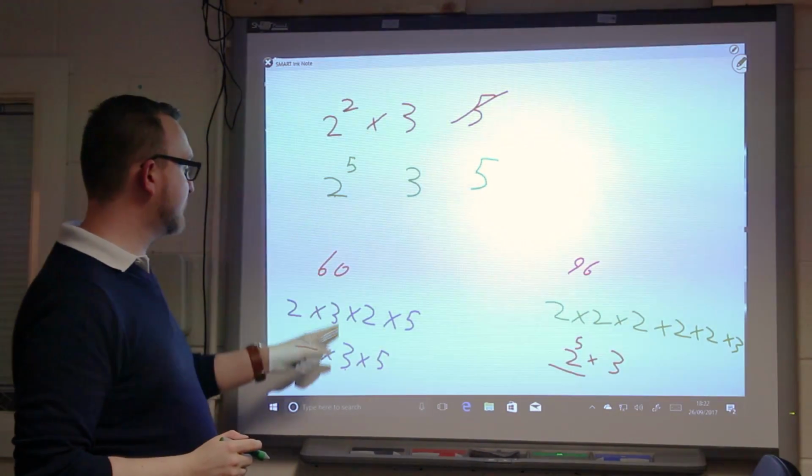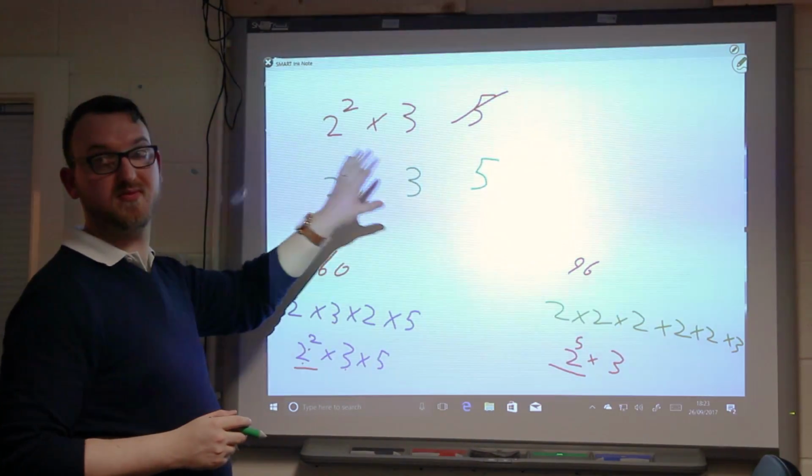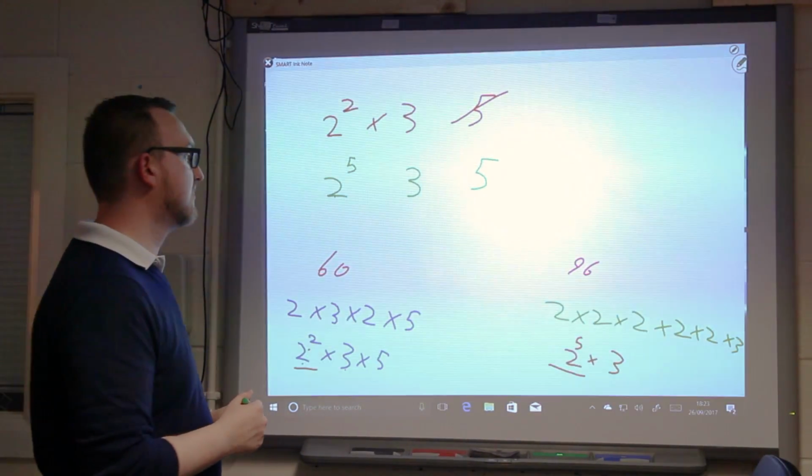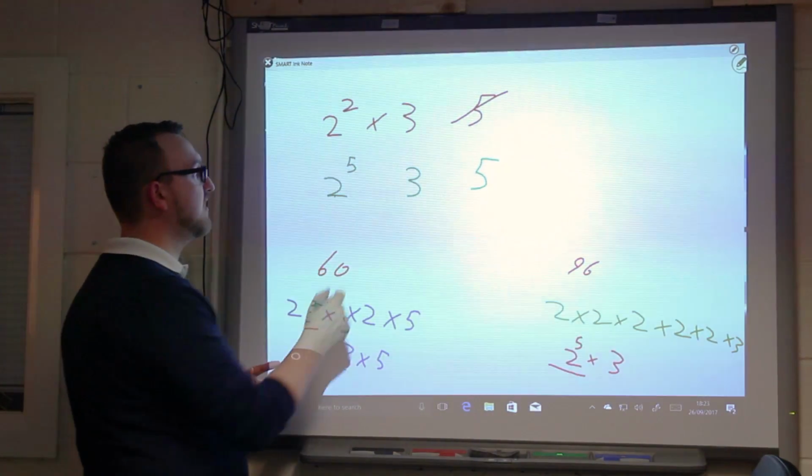Then we look at 3. Which one has more 3's? Well, they both have the same, so we just keep that the same. That's just 3. Then we look at 5. Well, only one of them has 5, so we're just going to keep that as is as well.